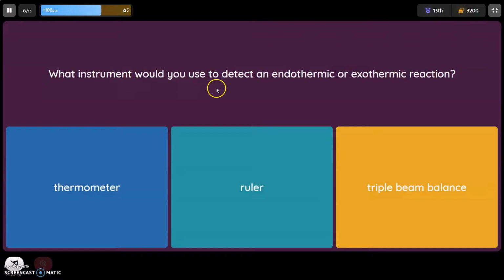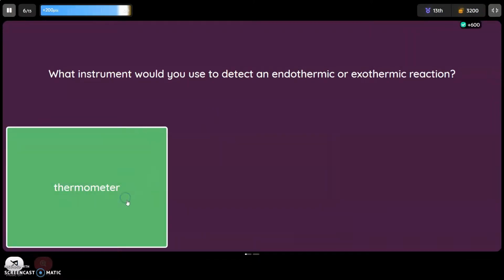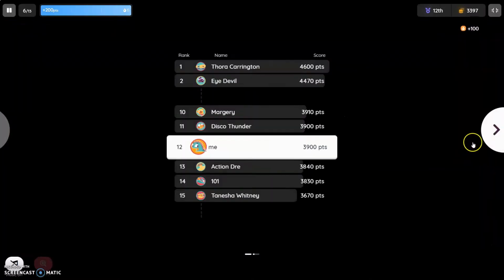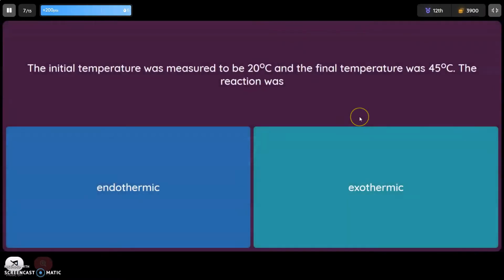What instrument would you use to detect an exothermic or endothermic reaction? Triple beam balance, ruler, or thermometer? It's a thermometer, because a thermometer is used to detect temperatures. So a drop or an increase in the temperature will tell us whether it's exo or endo.